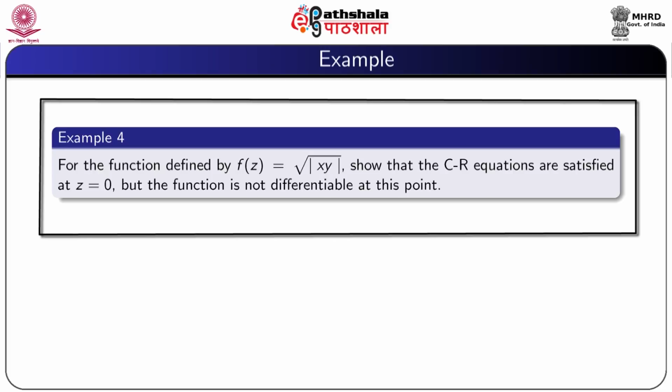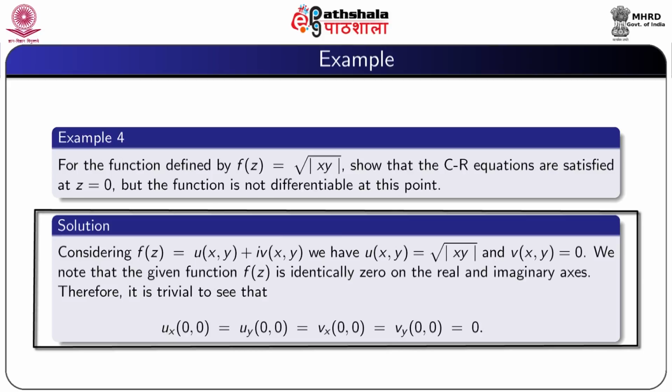Now, we give another example. For the function defined by f(z) = √|xy|, the Cauchy-Riemann equations are satisfied at the origin, but the function is not differentiable at this point. So, considering f(z) = u(x,y) + iv(x,y), we have u(x,y) = √|xy| and v(x,y) = 0. We note that the given function f(z) is identically 0 on the real and imaginary axes.